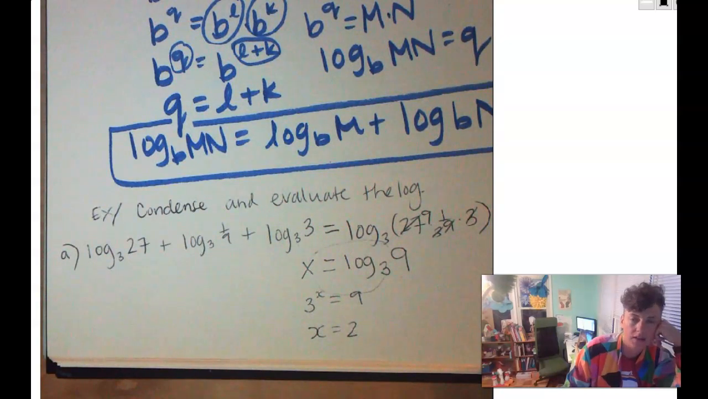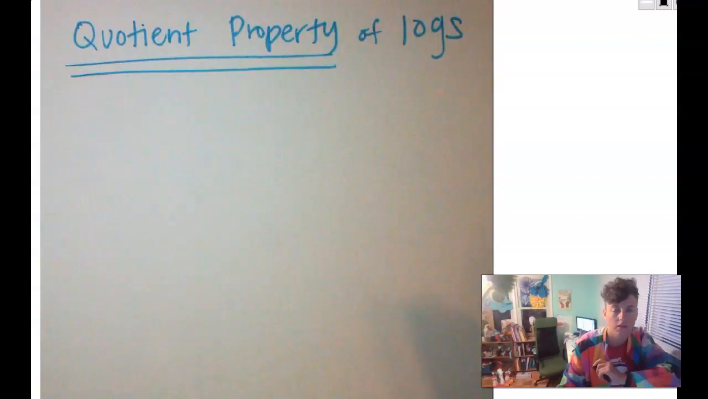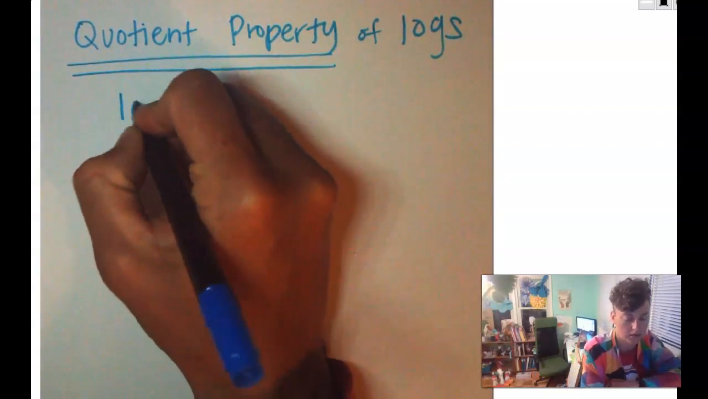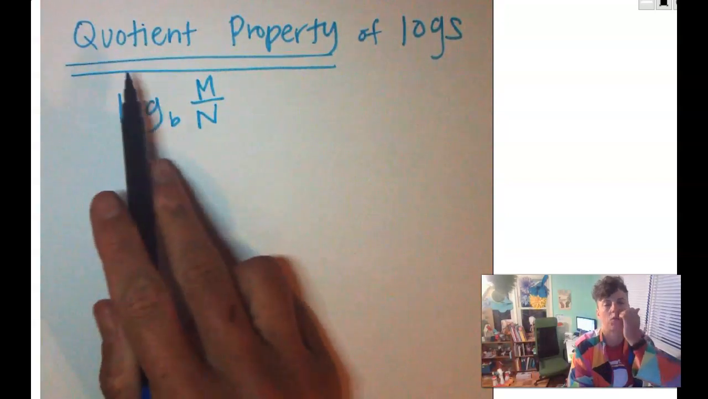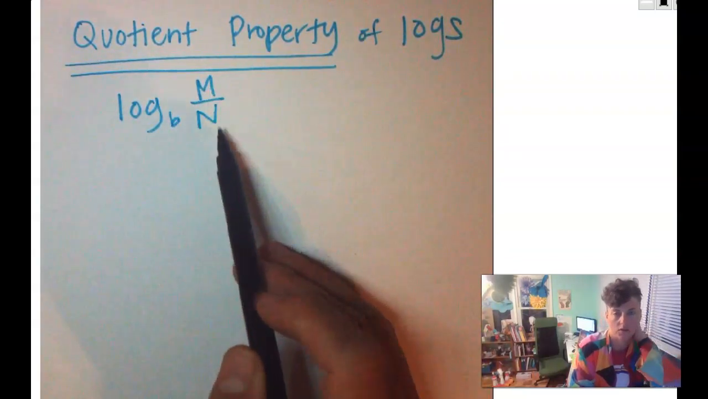Wonderful. So now we're going to move on to the quotient property of logs. The quotient property says we have log base b of m divided by n. That's why it's the quotient property, because we have a division situation going on here.